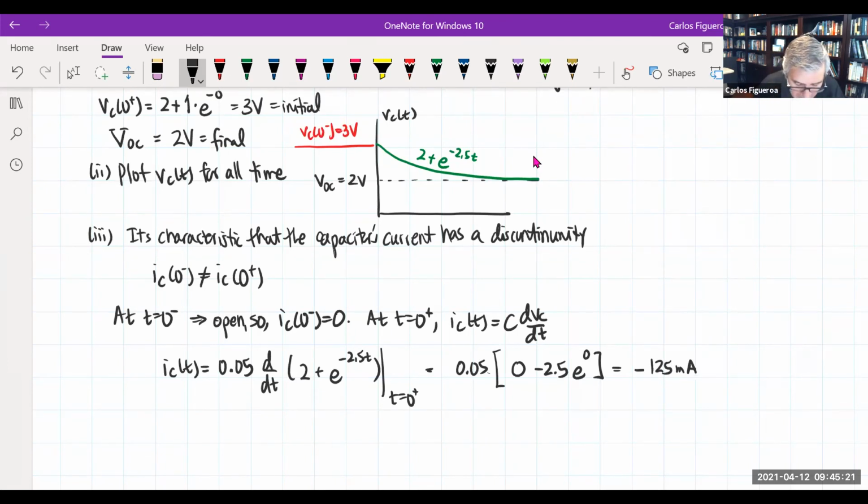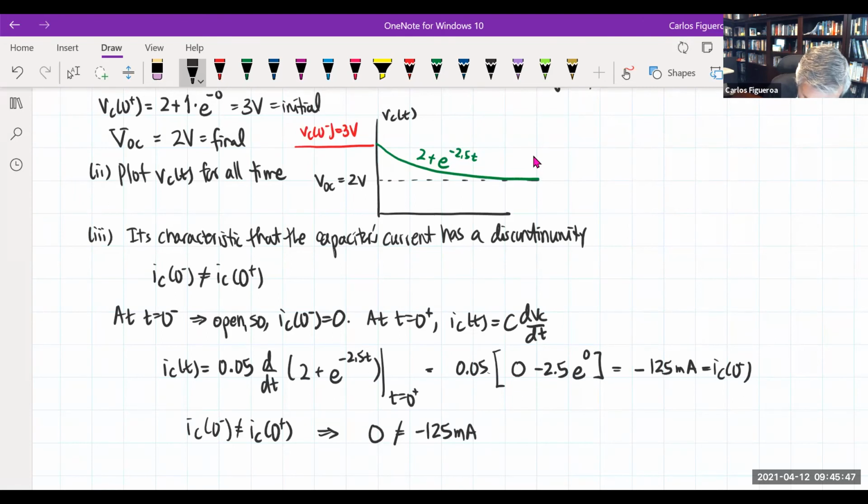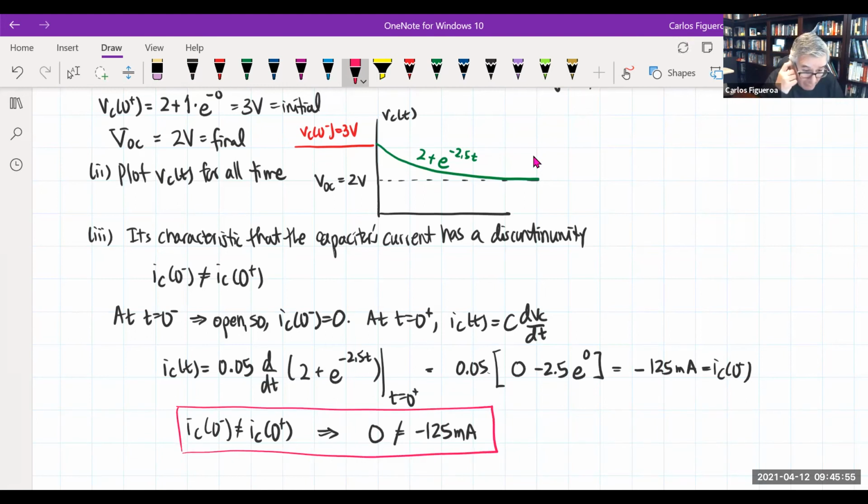125 milliamps. And this guy is IC of 0 plus. So what I'm seeing here is that IC of 0 minus should not be equal in general to IC of 0 plus. In this case, it tells us that 0 is not equal to 125 milliamps. So that's characteristic right there, so you should expect that discontinuity. That tells me that the moment the switch of the cap is thrown, that capacitor current is way different than what it was initially. And that's a very, very standard thing here.